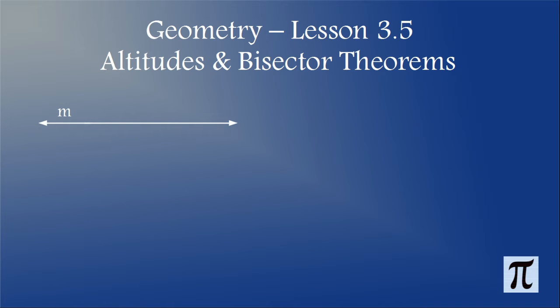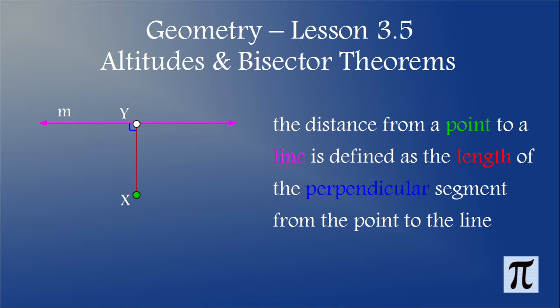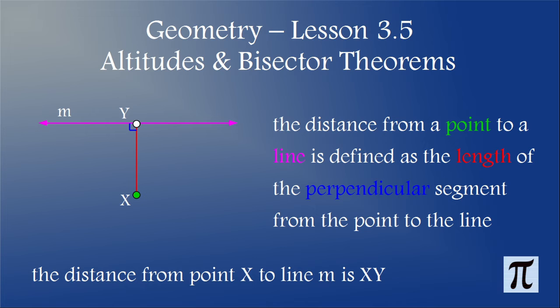Here we have line M. I'm going to put point X out here in space and connect it to line M at Y, where it's perpendicular. The distance from a point to a line is defined as the length of the perpendicular segment from the point to the line. So the distance from point X to line M is XY. Remember, we don't put a bar over XY. We're not talking about the segment. We're talking about the measurement of the segment. So XY is a numeric value.